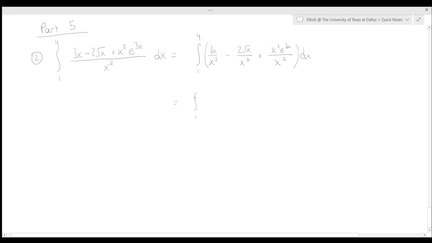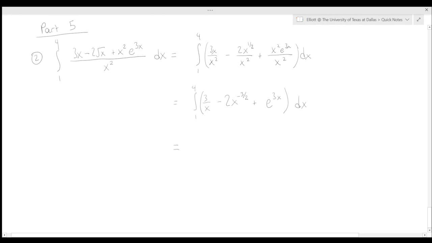Okay, and then continuing to simplify each term, 3x over x squared is just 3 over x. To simplify this next term, it helps to rewrite the square root of x as x to the 1/2. So then when you're combining these together, your general rule is to subtract the exponents. So you can write this as minus 2, and then x to a power of 1/2 minus 2. And 1/2 minus 2 will be negative 3/2. Okay? On this next term, the x squareds will cancel, so it's just e to the 3x.